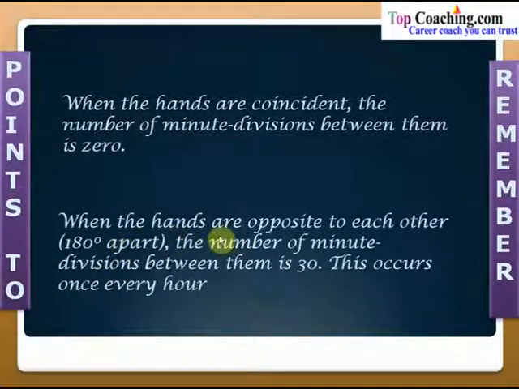When the hands are opposite to each other, that is 180 degrees apart, the number of minute divisions between them is 30. This occurs once every hour. So it simply says that whenever the two hands are opposite to each other, the number of minute divisions between these two hands is always equal to 30, and this occurs once for every hour. So in every hour you would notice this phenomenon occurring, that is the angle between the minute hand and the hour hand becoming 180 degrees.